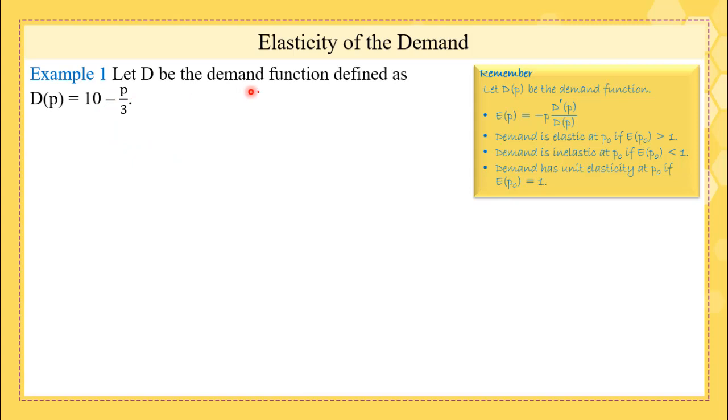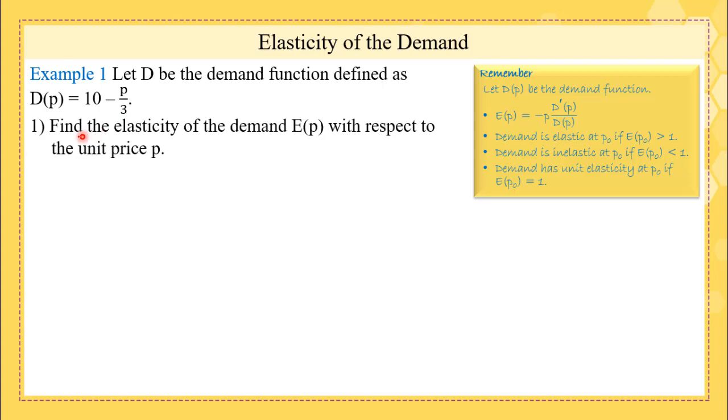Example 1. Let D be the demand function, defined as D of P equals tan of minus P over 3. 1. Find the elasticity of the demand E of P with respect to the unit price P. First, we calculate the derivative of the demand function D of P. So the derivative of D of P is D prime of P equals minus 1 over 3. And the rule of the elasticity of the demand is E of P equals minus P D prime of P over D of P. Then we substitute the obtained value of D prime of P and the given expression D of P in this rule. Then we simplify it and we get E of P equals P over 30 minus P.